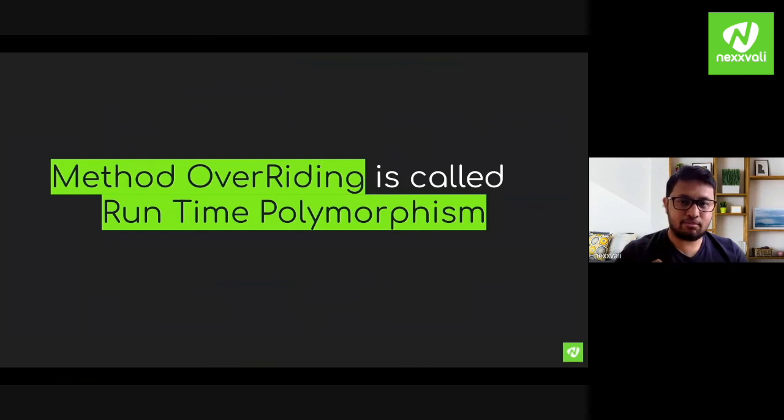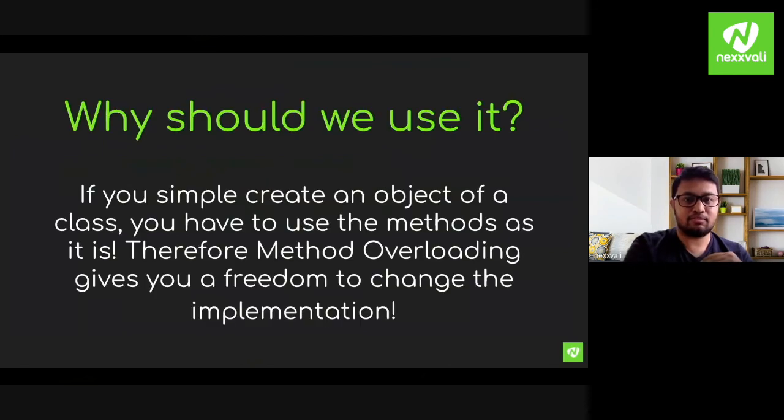There are two types of polymorphism. One is compile time polymorphism. In my other videos on method overloading, I have shown why method overloading is called compile time polymorphism, and here method overriding is called runtime polymorphism. So now a question may come. Why should we use it?